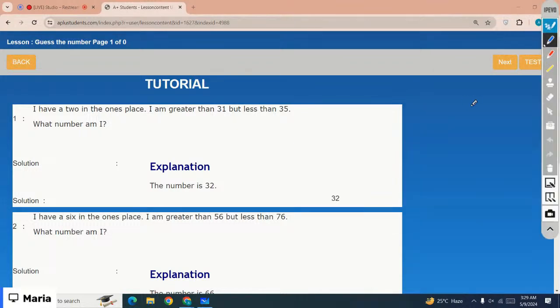The number has 2 in the ones place, right? You can write the digit like this. So 2 is at the ones place. I'm greater than 31, so greater than 31 you have 32, 33 and 34. So the only number that has 2 at the ones place is 32, right? The correct option is 32.